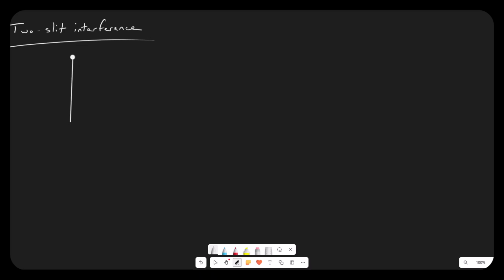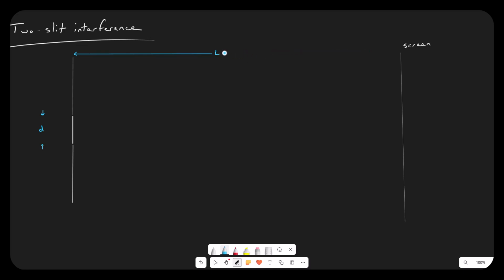So if I have some kind of a blocker over here with two slits in it, appropriately named, and those are separated by some distance d. I'm going to have a screen over on this side that is pretty far away. So I'm going to call this distance L.